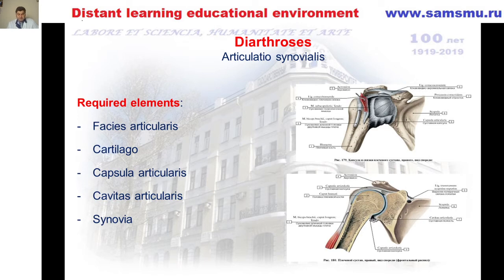Next we will talk about the joint cavity and fluid. The joint cavity is filled with synovial fluid, which is produced by the synovial membrane. It is a viscous fluid that, like lubricant in cars, coats the articular surface and reduces friction during movement. Joint friction is very low.